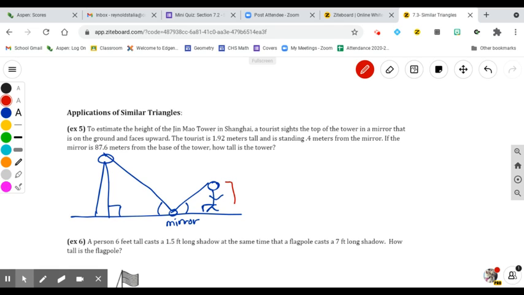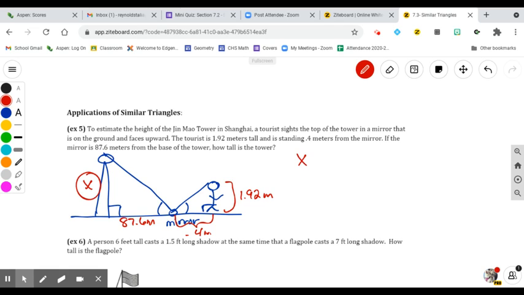So the tourist is 1.92 meters tall and is standing 0.4 meters from the mirror. The mirror is 87.6 meters from the base of the tower. Obviously I did not draw this to scale, but that's okay. And then how tall is the tower? So we have 2 triangles here that are similar, so their sides are proportional. So you can just set up a proportion.